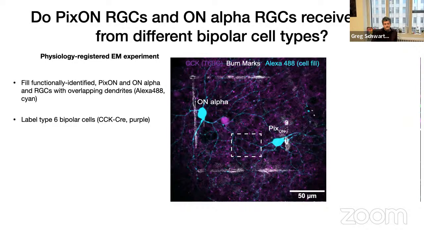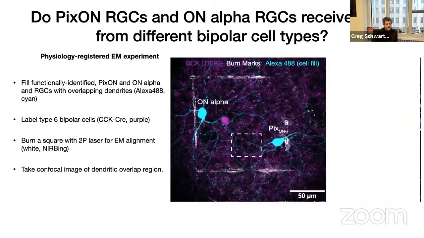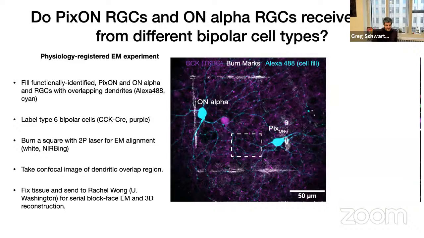And then what he does is burns a square with a two-photon laser for EM alignment. This is called NIRBing, near-infrared branding, and that's shown in white. And then he takes a high-resolution confocal image of this region where the dendrites overlap, which is shown in the dotted box here. And then we fix the tissue and send it to Rachel for serial block face EM 3D reconstruction.